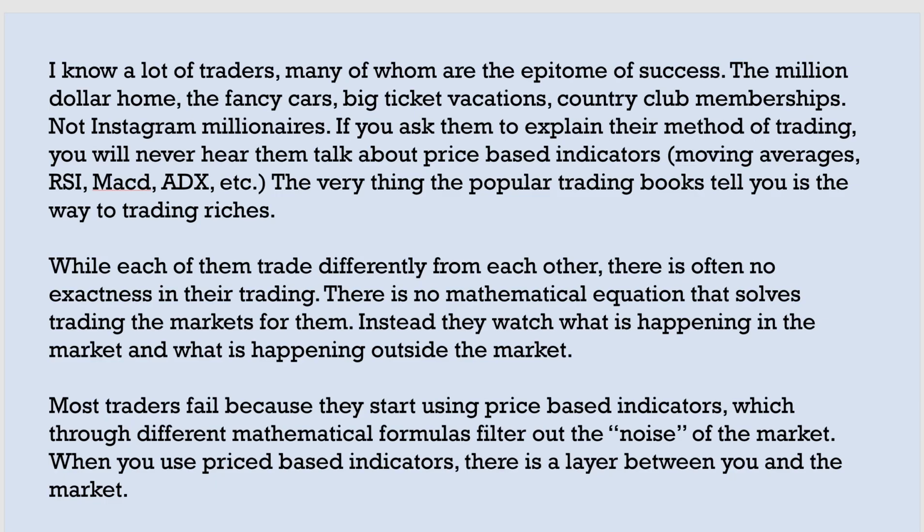Farmers like to look at 200 period moving averages, just to get an idea of the trend. But other than that, they don't really use technical indicators. They read the market. They listen to what the market is telling them in supply and demand. And while each of them trades differently, there's no exactness in their trading, right? There's no mathematical equation that solves the trading puzzle for them. Instead, they watch what's happening in the market and what's happening outside the market.